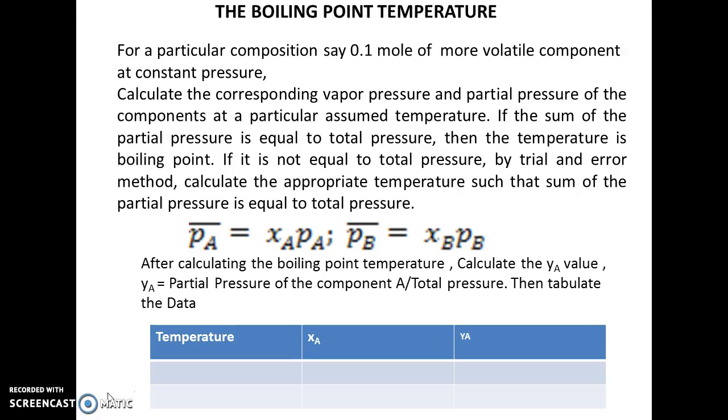To find the boiling point temperature for a particular composition, say 0.1 mole of the more volatile component at constant pressure, calculate the corresponding vapor pressures and partial pressures of the components at a particular assumed temperature. If the sum of the partial pressures is equal to the total pressure, then that temperature is called the boiling point. If it is not equal to the total pressure, by trial and error method, calculate the appropriate temperature such that the sum of the partial pressures is equal to the total pressure.